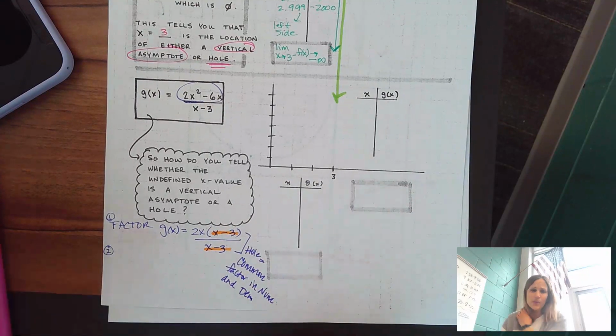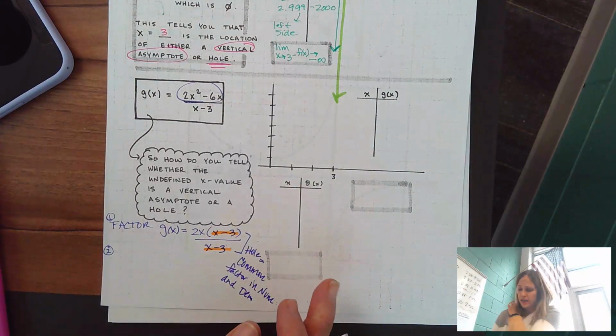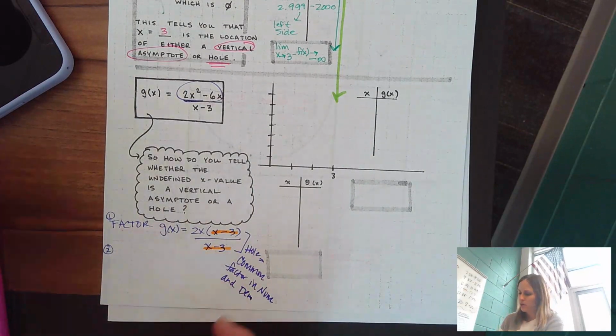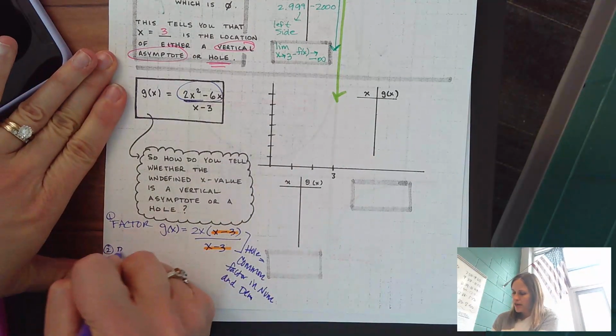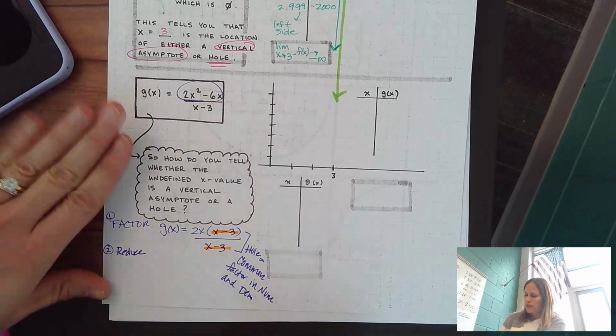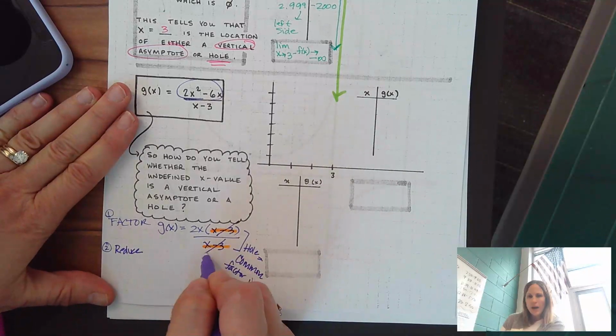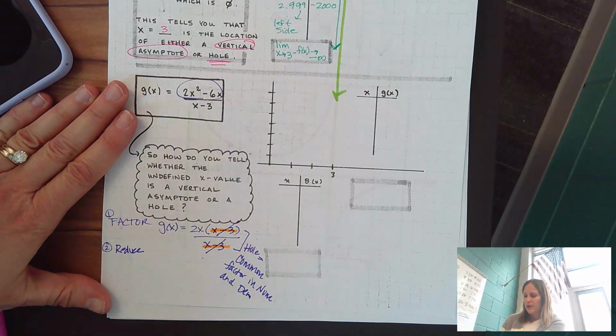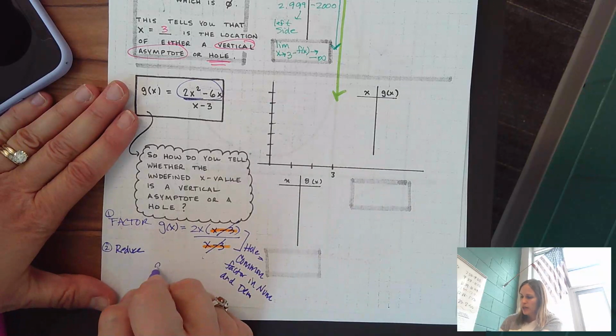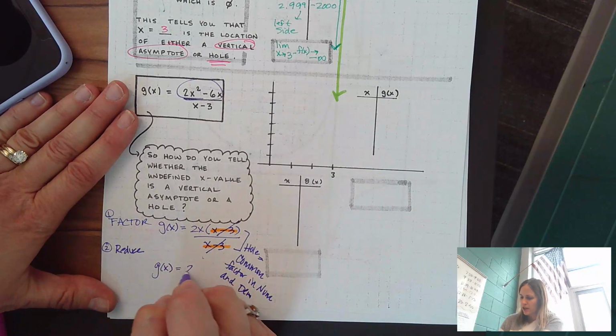So anytime you have a common factor in the top and bottom, like one on the top, one on the bottom, that's going to be a hole. All right, so once we did this, we're going to reduce this. What happens here is that there's a gap. So this is going to cancel out. So really the function I'm graphing is going to look like this.